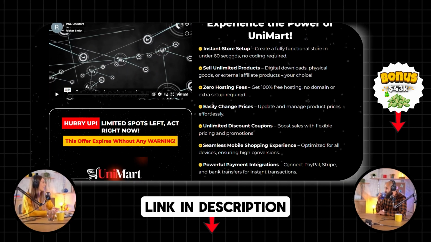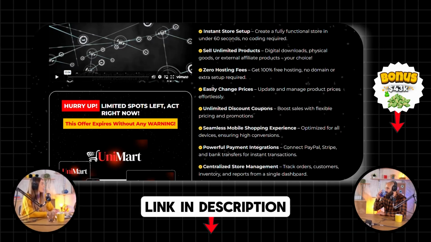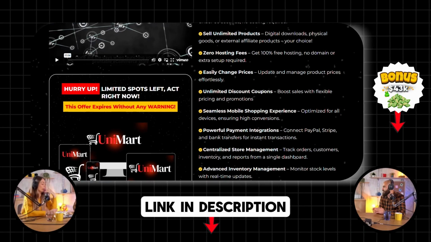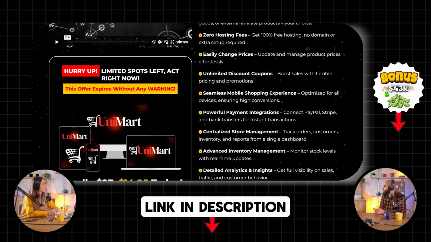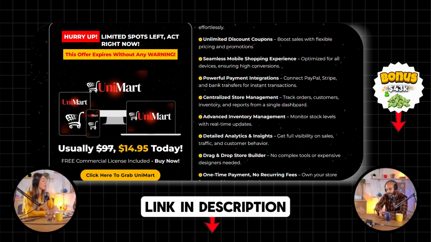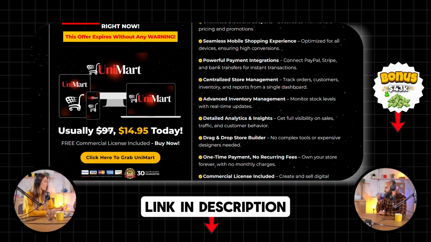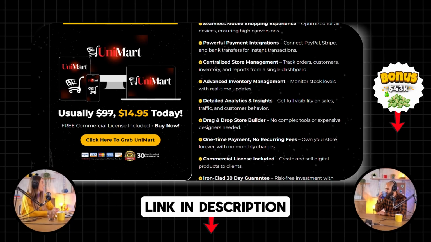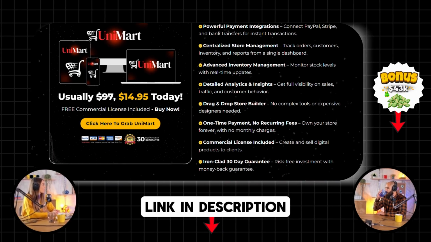And they don't shy away from bold claims either. They're throwing around numbers like $128 to $278 in daily profit, all running on autopilot. I mean, come on, is that even possible? Well, that's what we're here to find out, right? To separate the hype from the reality. Exactly. So let's break down UniMart piece by piece and see if it lives up to the hype.